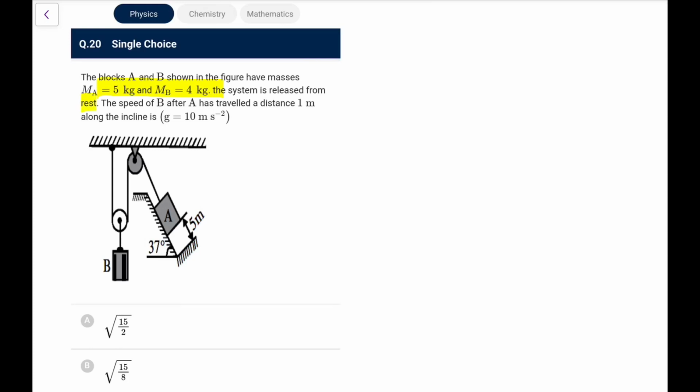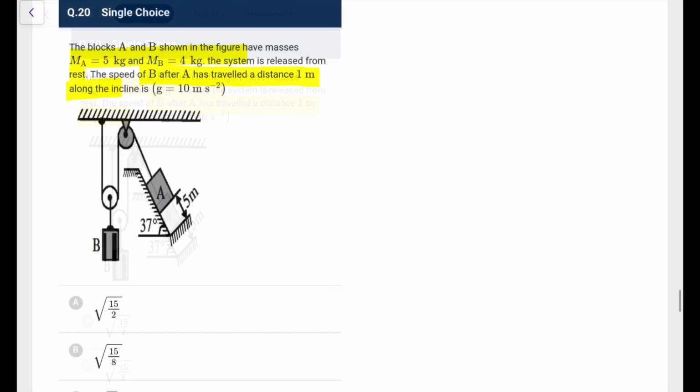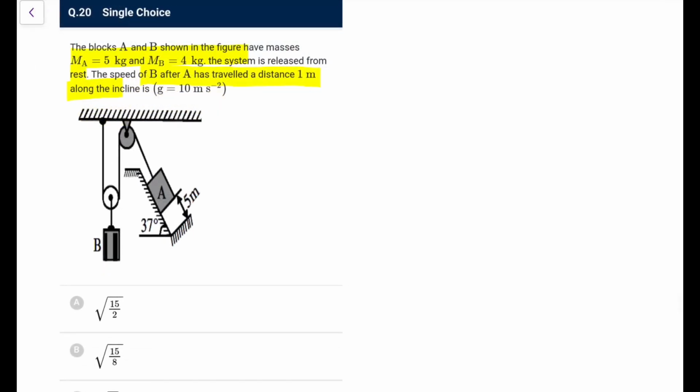The system is released from rest. The speed of B after A has traveled a distance of 1 meter along the line is... Okay. So first of all, this is a question of constraint. If A goes down by distance x, we know B will go up by x by 2. That is the constraint relation.